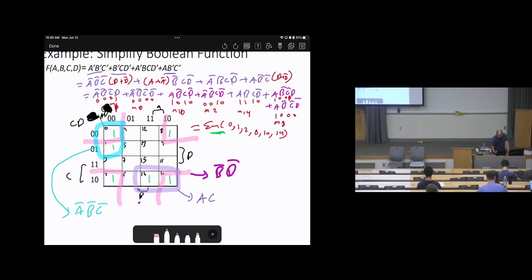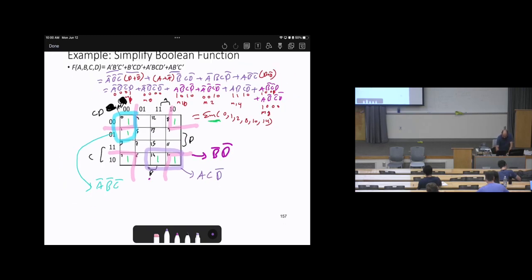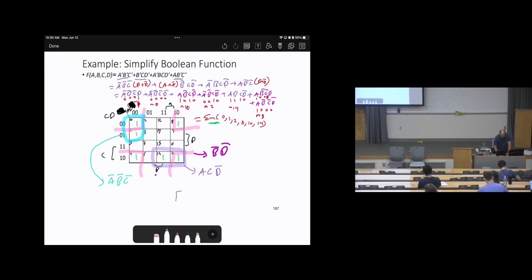How about D? Look at the variable D, which is here. This is the area of D bar, therefore it will be in D bar area. So as a result, the minimum of this function f will be B bar D bar, plus A C D bar, plus A bar B bar C bar. This is the minimum function.